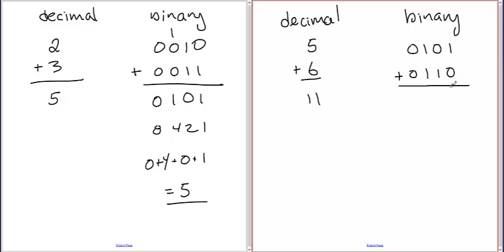So 1 plus 0 is 1. 0 plus 1 is 1. 1 plus 1 is 0. Almost said 2. 1 plus 1 is 0, carry 1. 1 plus 0 is 1. So now if we want to go back to decimal, we'll have 8 times 1, which is 8, plus 0 times 4, which is 0, plus 1 times 2, which is 2, plus 1 times 1, which is 1. We add those together and we get 11.